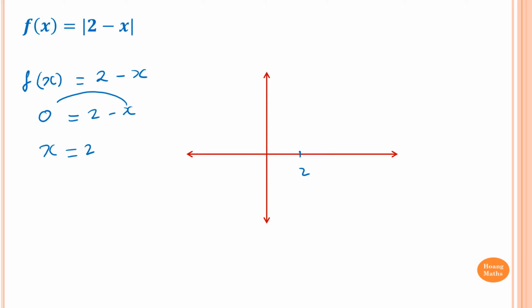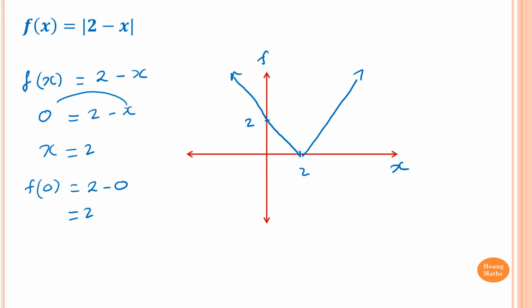Then to find the y-intercept, x is 0. So f(0) gives me 2 minus 0, so the answer is 2. So 2 is just here. Then what do we do? We just draw a straight line. But because it's absolute value, we don't have negative, so like this, and then it just goes up. That's it. Label x and f(x).